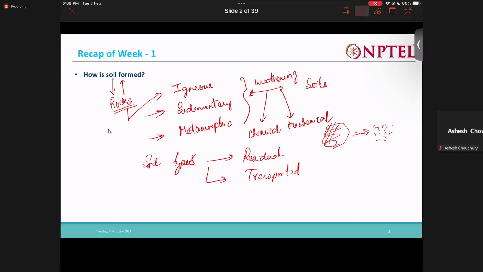Then we studied the types of transported soils. Alluvial soils are formed by transport by rivers. Lacustrine deposits are formed with the help of lakes; the big lakes deposit the particles, and these soils are formed. Then we also studied marine deposits. Then aeolian deposits, aeolian meaning carried by air, transported by wind. And then we studied glacial deposits, which are soils formed and transported by glaciers.